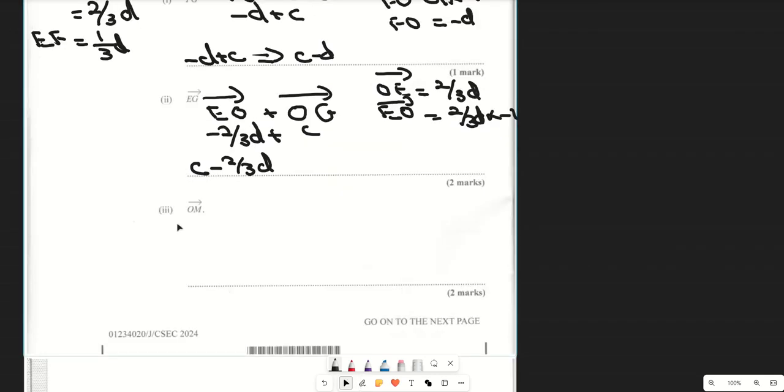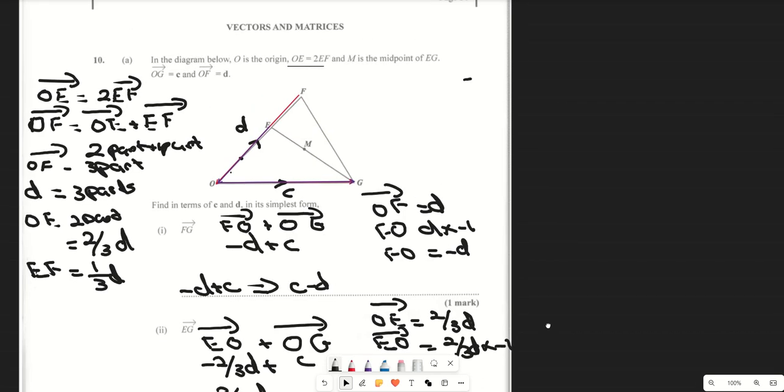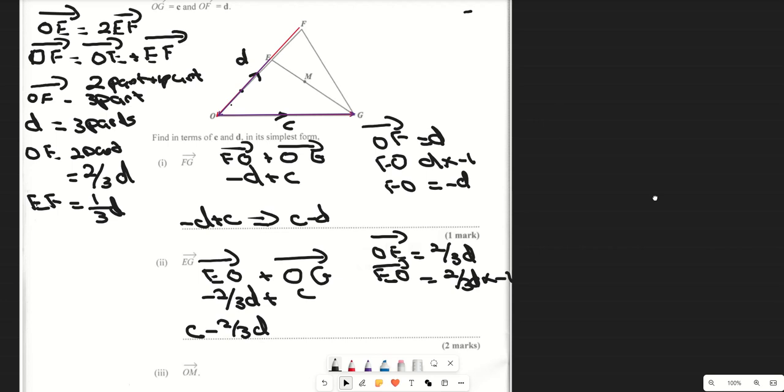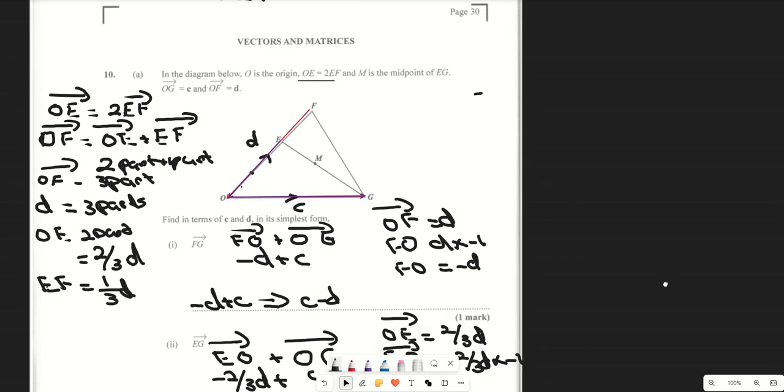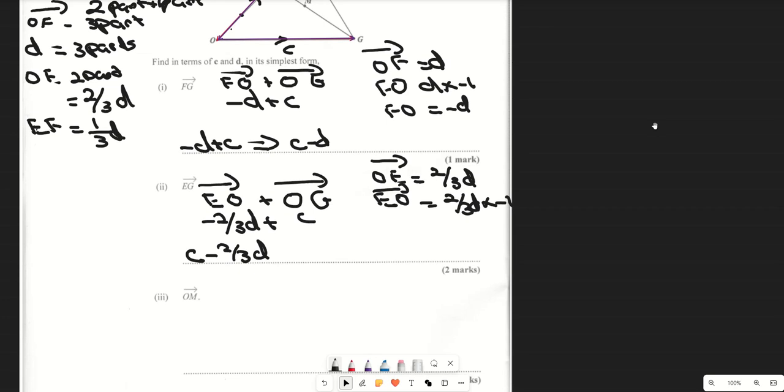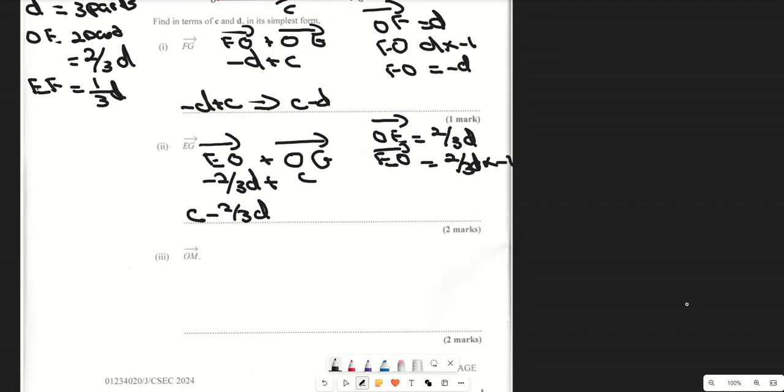Okay, so let us look at this. Part 2 was to find OM. Now, what did they say about M? They said M is the midpoint of EG, meaning that M is in the middle of EG. Did we locate or find out what EG is equal to? We did.